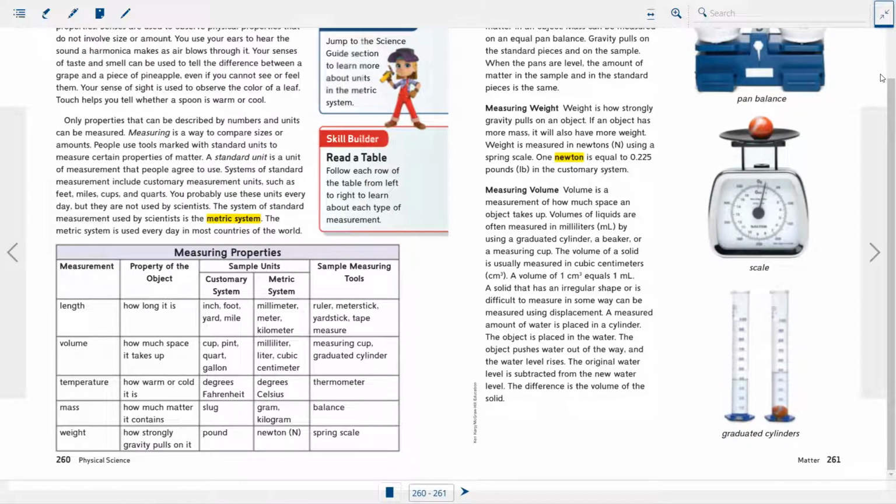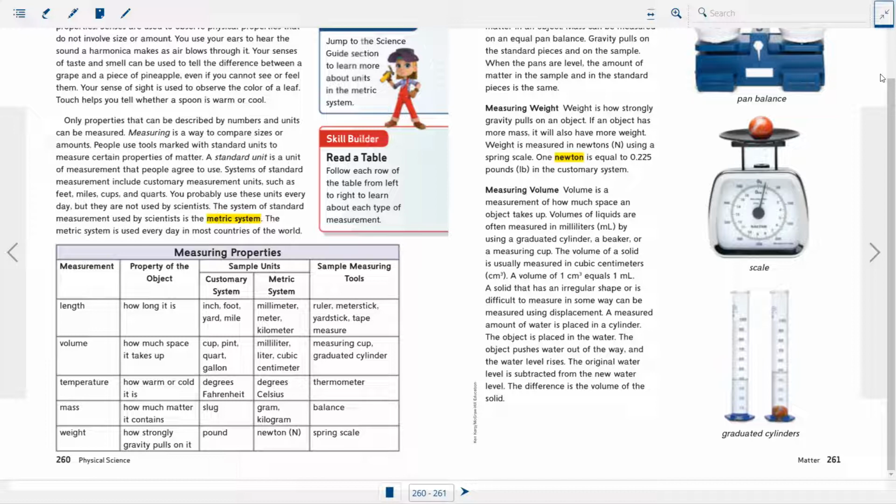Measuring properties. So we have this table that shows the measurement, the properties of the object, sample units, and sample measuring tools. To measure length, we're trying to figure out how long an object is. The customary system uses inches, feet, yards, and miles. The metric system uses millimeters, meters, and kilometers. Some measuring tools to do this are rulers, meter sticks, yardsticks, and tape measures.